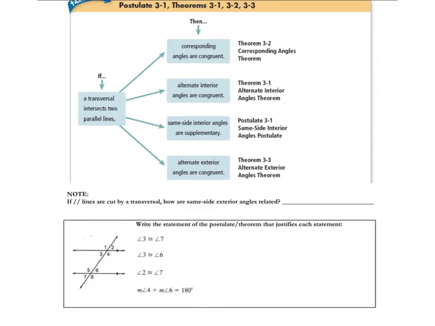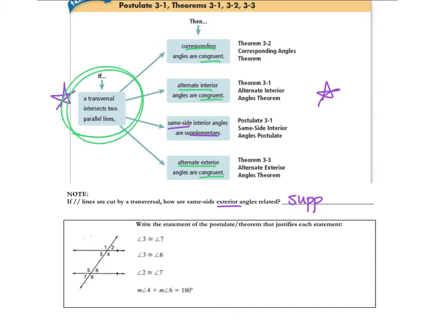Okay, so just for reference, I have this copied again up here, just so we have this to look at when I'm going through this next example. So, again, same side interior supplementary, same side exterior supplementary, and then the other ones are all congruent. So, corresponding are congruent, alternate interior congruent, alternate exterior congruent when there are parallel lines cut by a transversal.